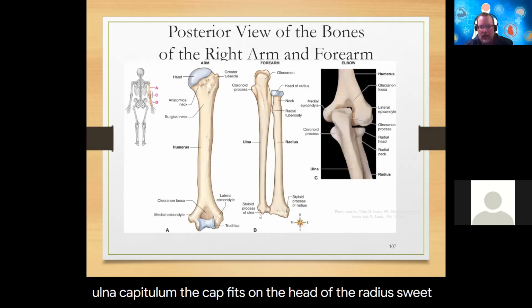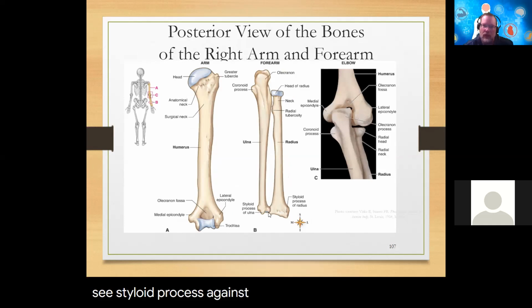So we see a styloid process again. Styloid, we saw up here with the temporal bone. We see stylus again with the distal aspects of the ulna and radius. Here's another fossa, or a groove. That's the elbow groove. Okay.